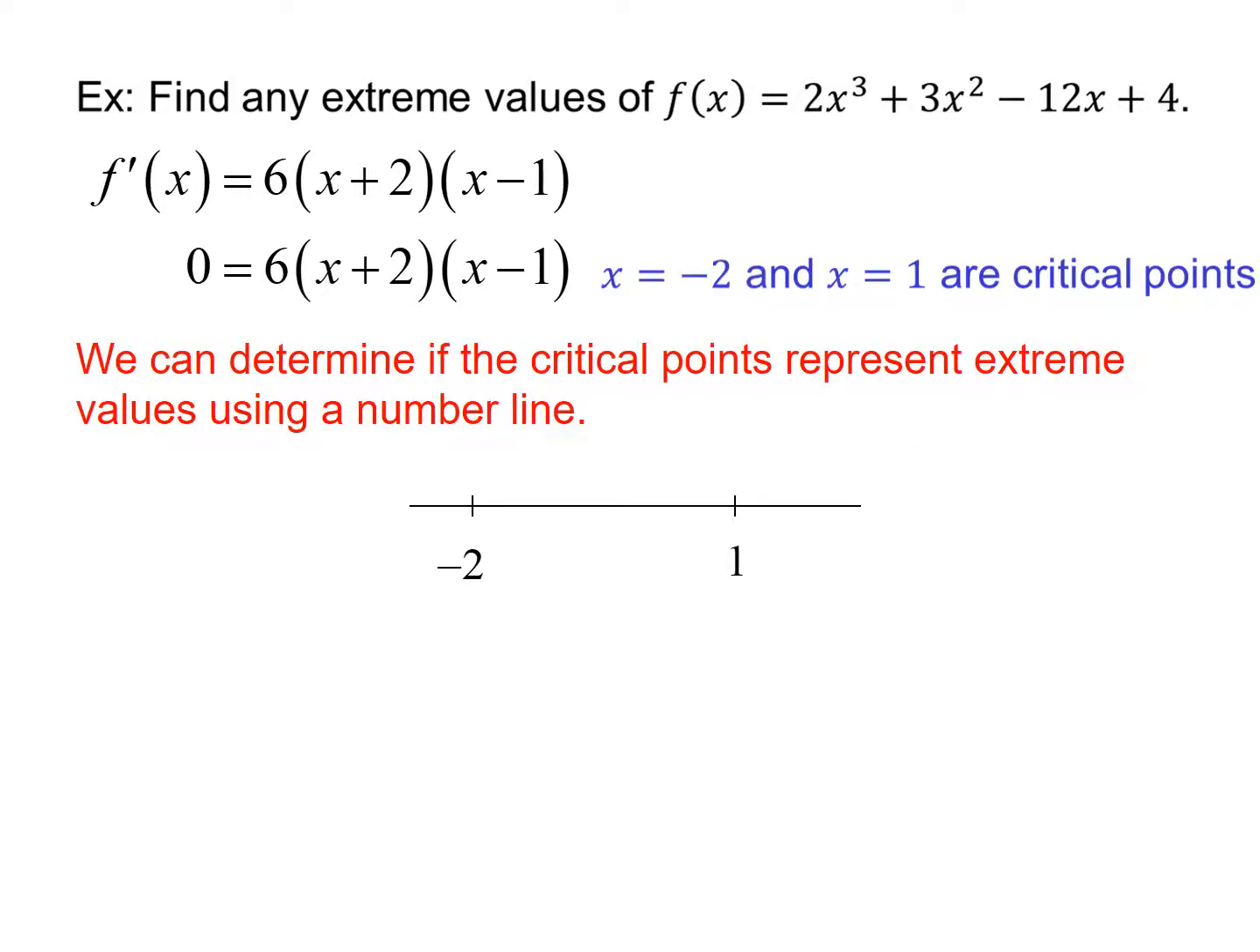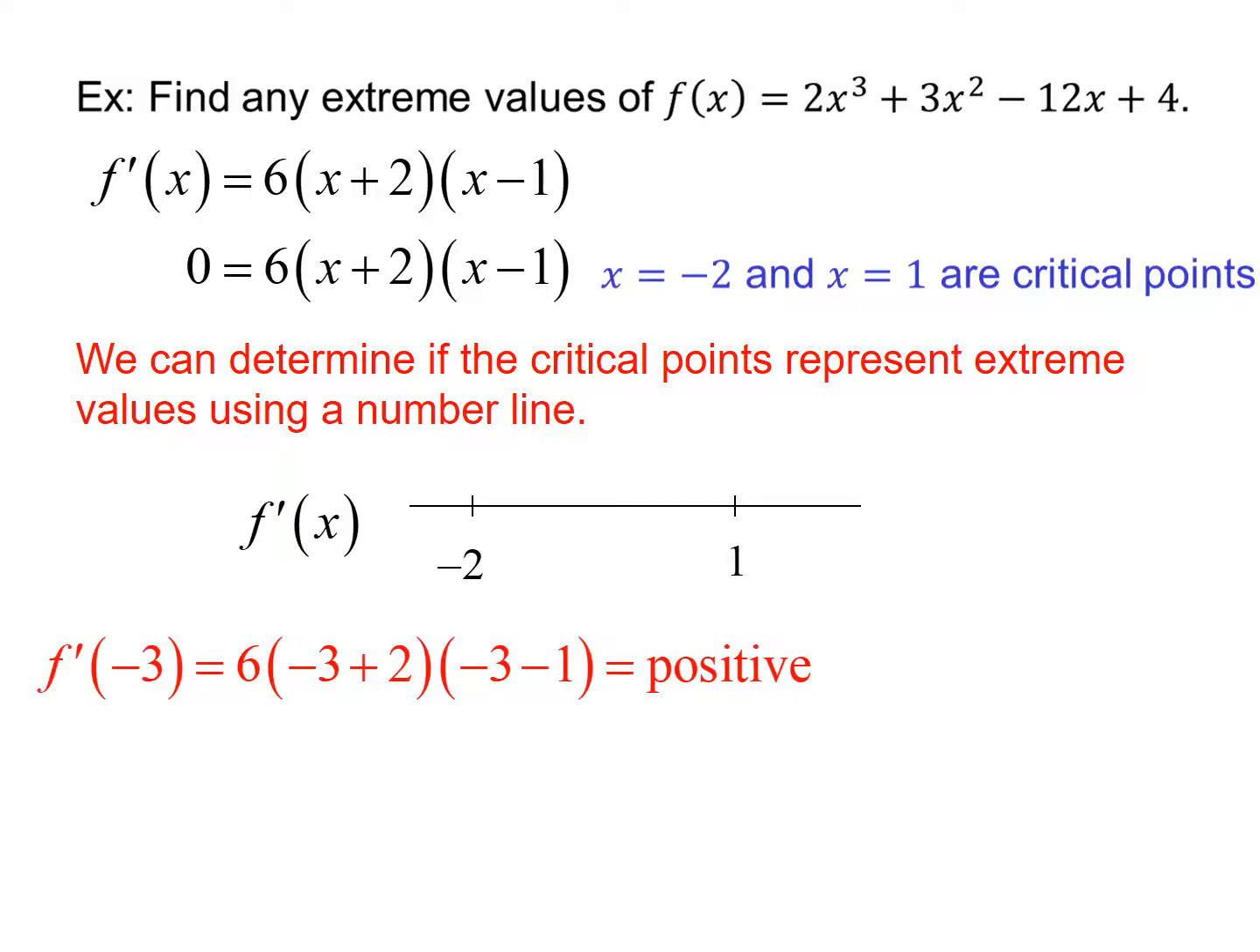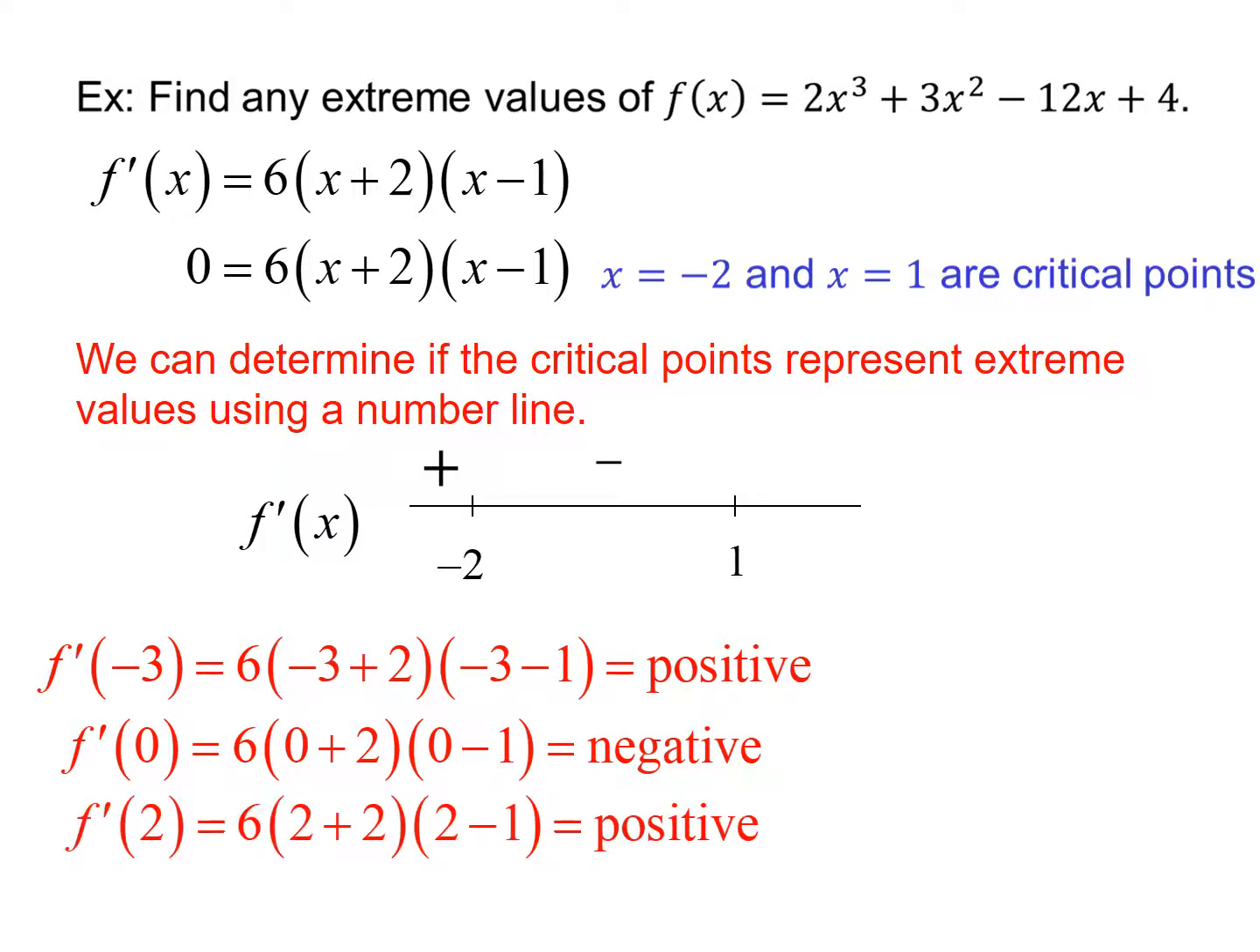If we use a number line, we can examine the derivative. If we choose a number to the left of -2 and plug it into the derivative, we get positive, which tells us the function is increasing until we get to x is -2. Plug in a number between -2 and 1, we get negative, so the function is decreasing. Plug in a number greater than 1, we get a positive, and the function is increasing again. So our function goes up, then down, then up, so we can tell that x equals -2 gives us a maximum value, x equals 1 gives us a minimum value.